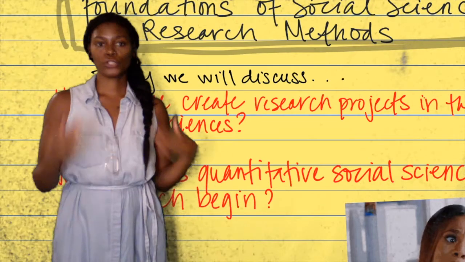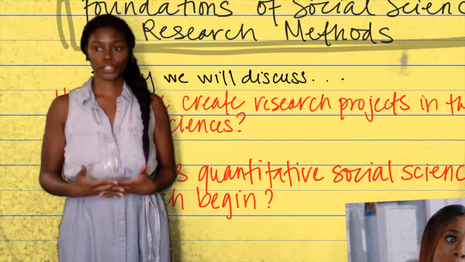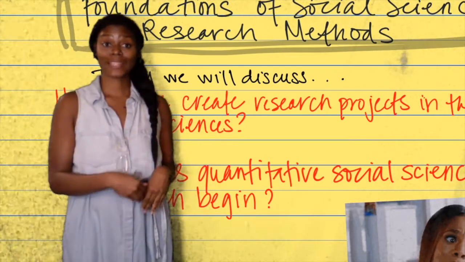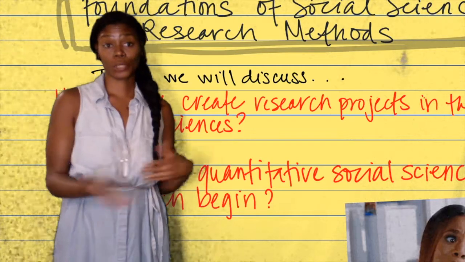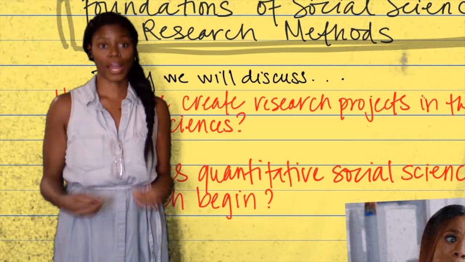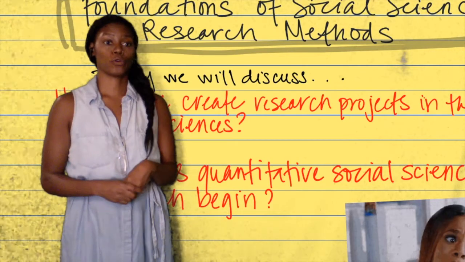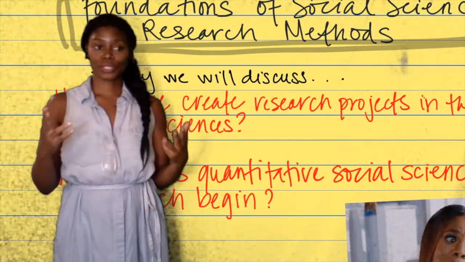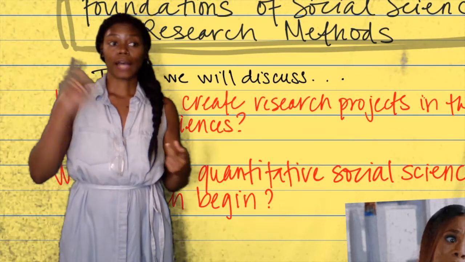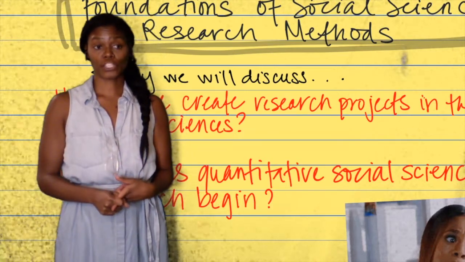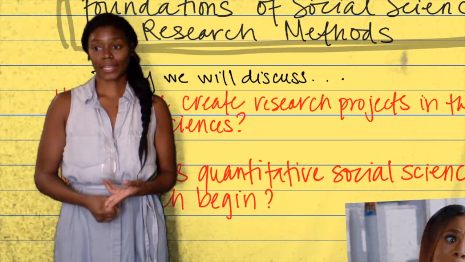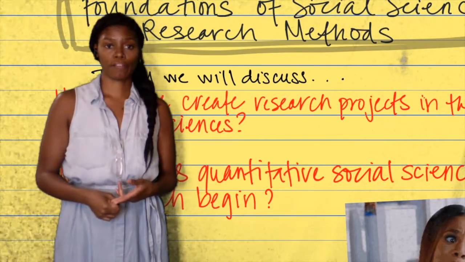Today we're going to do just an overview of the foundations of social science research, to get you really thinking about how we do this, and then start thinking specifically about quantitative methods, because that's where we're going to start in terms of practicing methodological approaches. Two questions we need to consider are how we create these research projects in the social sciences, and where quantitative social science research begins as a part of that process.